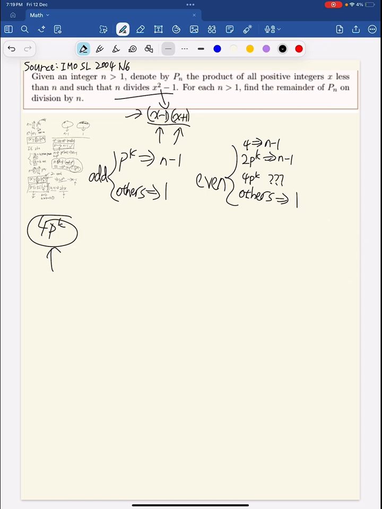Now, back to our case of 4 to the p to the k. Technically, this answer should equal n minus 1, according to this. But then the answer is actually 1, which means this is flawed. But why is this flawed? Let's check. So let's just say that right now, okay, p is 3.